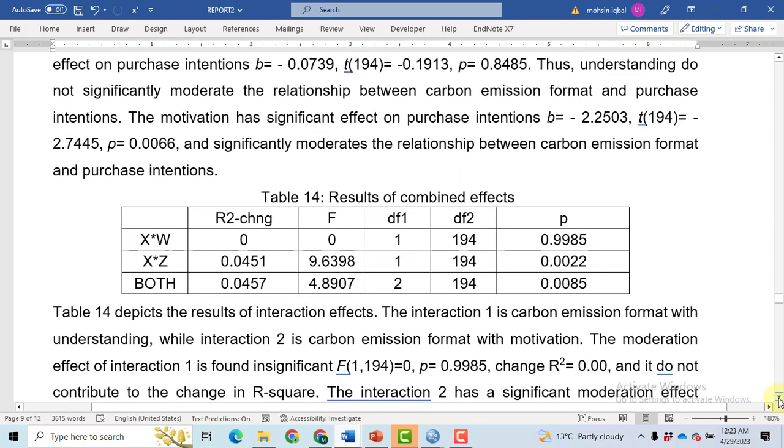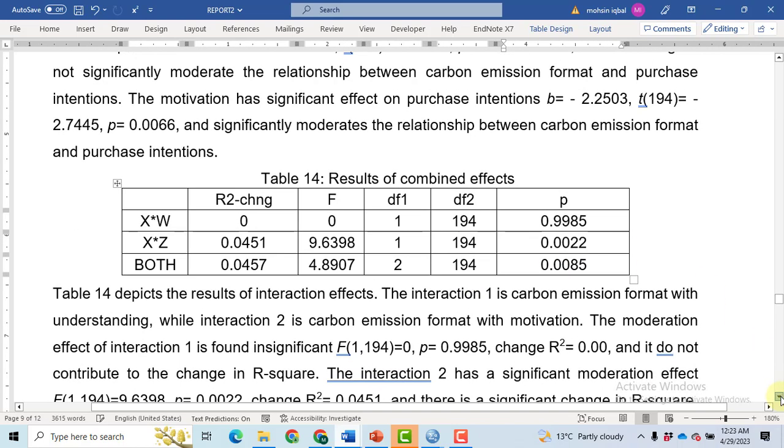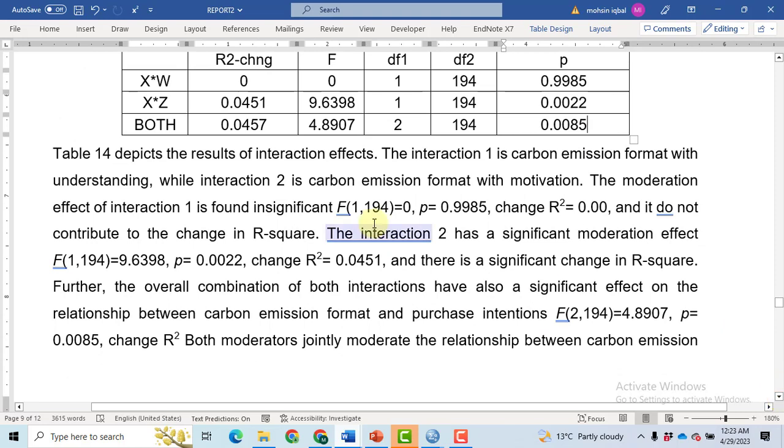The above results have been combined, and we see that both moderators have a significant effect on the purchase intentions. However, it is worthy to note that there is no change in the R square with the interaction of the independent variable and the understanding moderator. The moderation effect of interaction 1 is found to be insignificant, and it does not contribute to a change in the R square. Interaction 2 has a significant moderation effect with an R square change of 4.51%. There is a significant change in the R square.